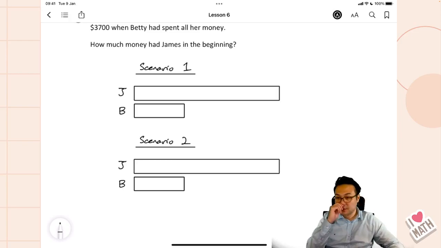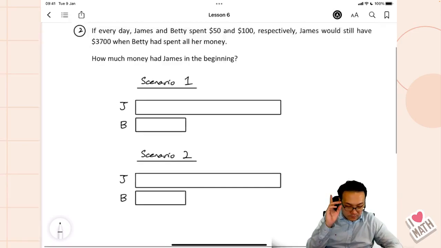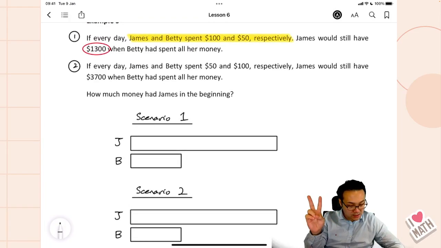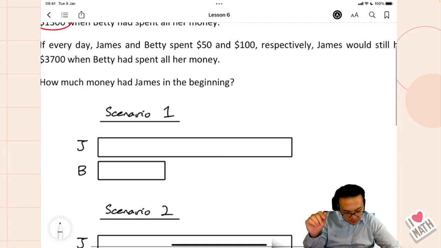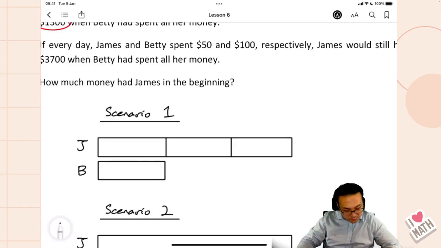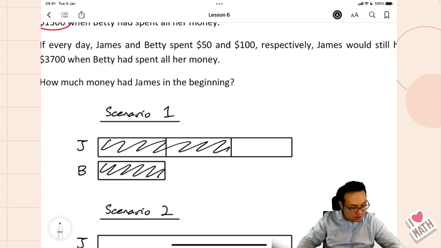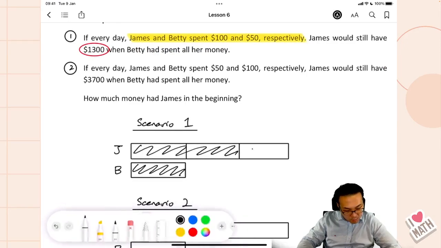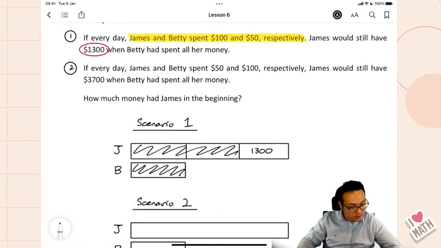So what am I going to do now? Over here in scenario number 1, James is spending 2 times more than Betty. That means if James spent 2 units, 1, 2, James spent 2 units, this is gone. Betty already used up all her money, this is gone. James still has how much? James still has $1,300 left.